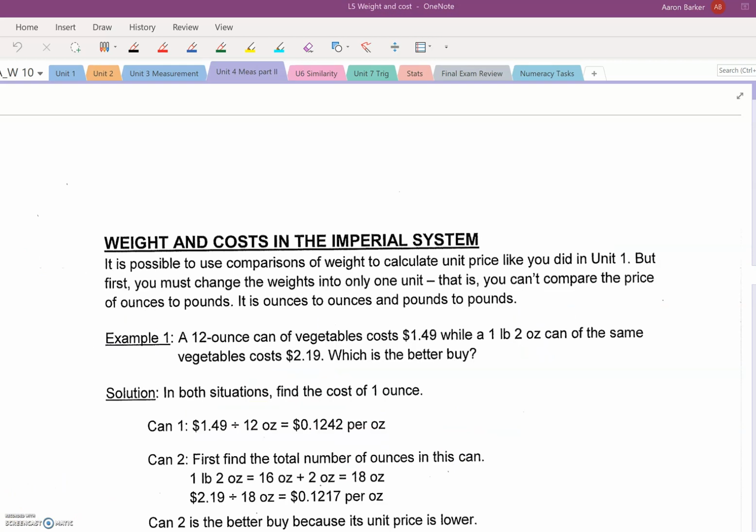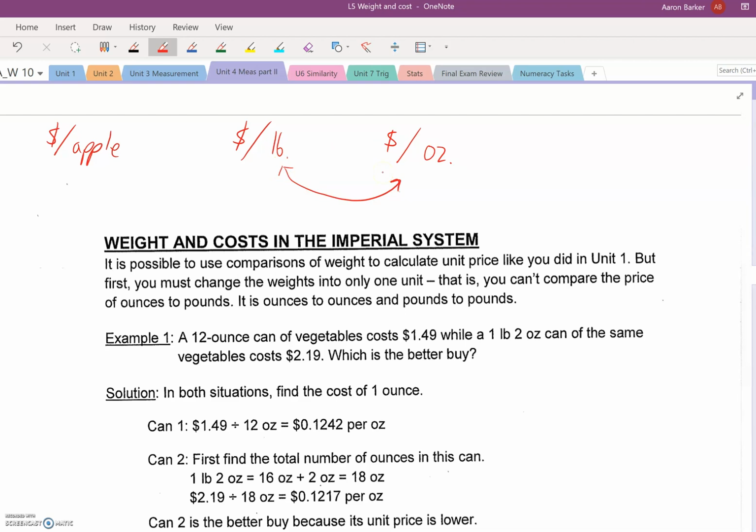Okay, so continuing on with weights and costs in the imperial system. In unit 1, we looked at unit price. So we would look at something like the cost per apple. But most commonly in stores, what you see is they're going to advertise the cost per pound, LB. But you might have different sizes of items. You may have something measured in ounces. How do you know which one is the cheaper deal? You have to be able to convert into the same units.